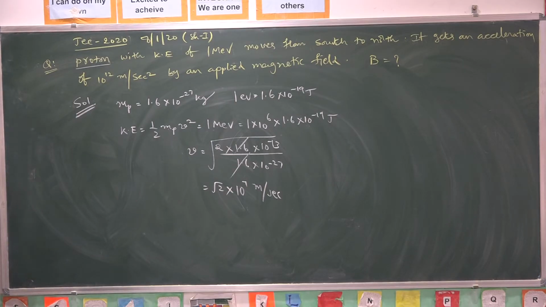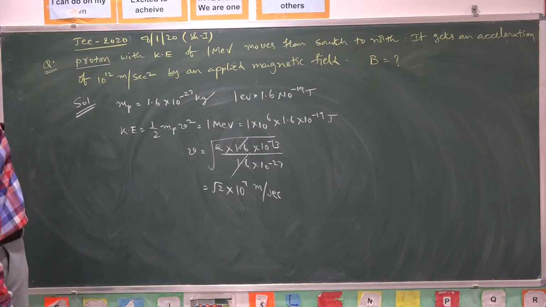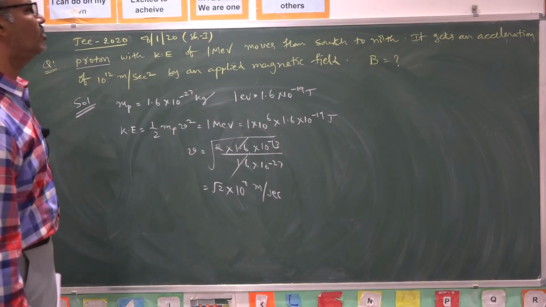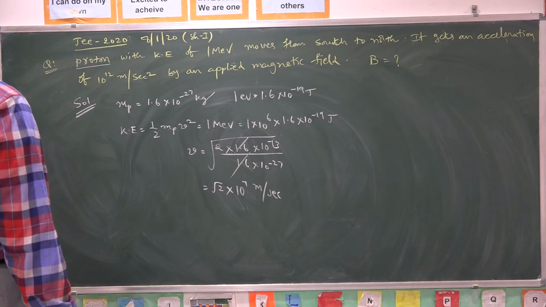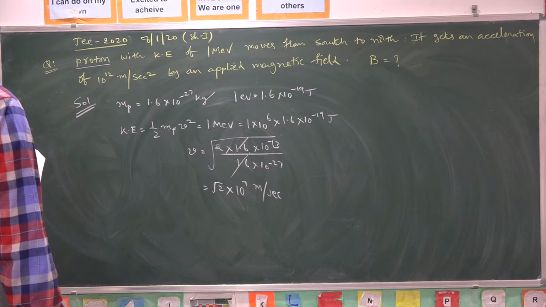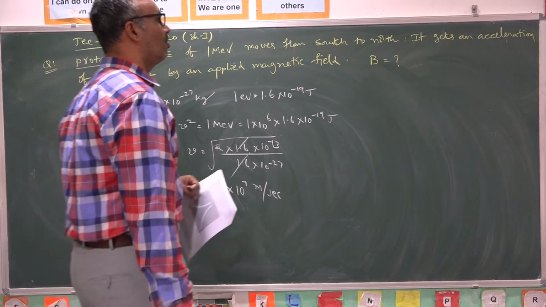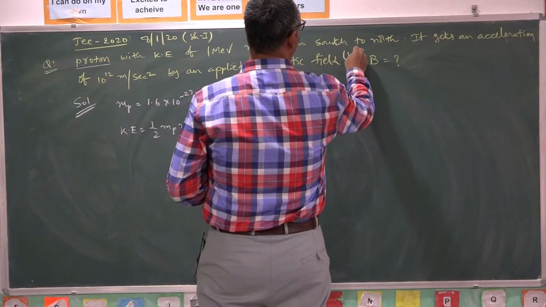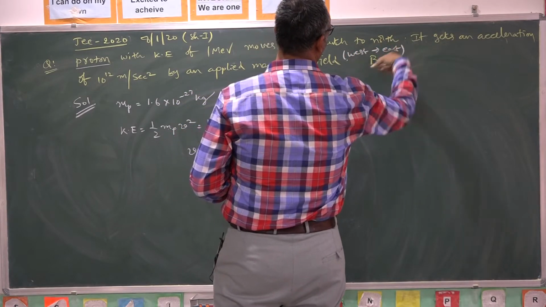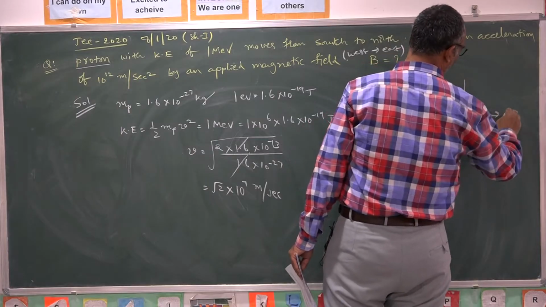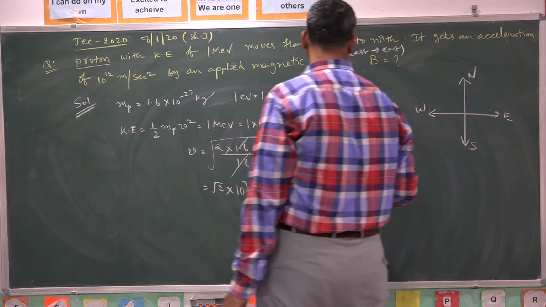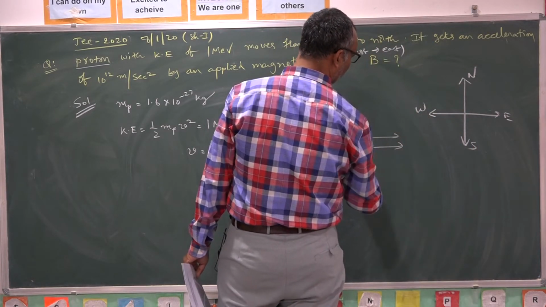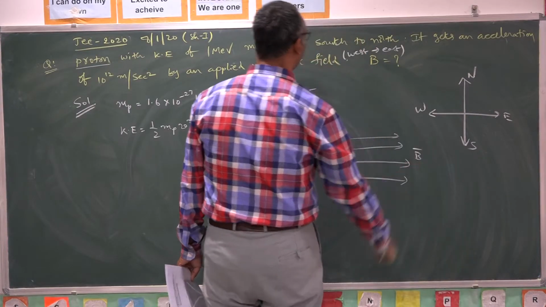It gets an acceleration. Velocity we calculated. Magnetic field direction, they gave in bracket, I forgot to write. Magnetic field west to east. Suppose this is east, this is west, this is north, this is south. Magnetic field is oriented from west to east. So this is the direction of B bar.